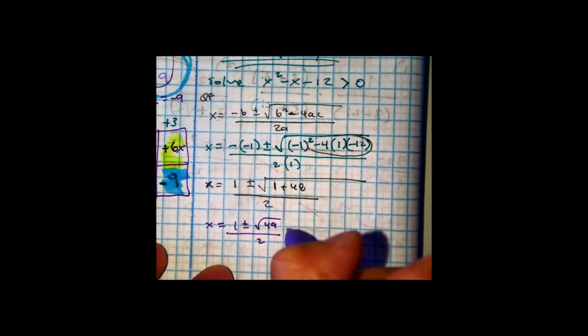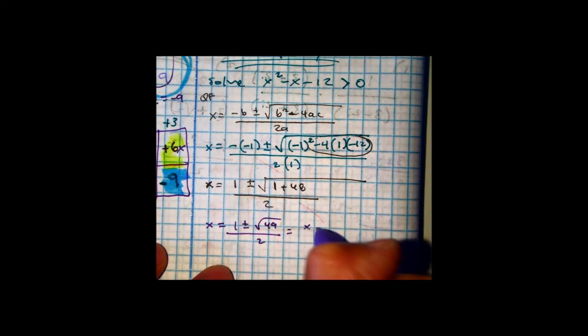Royce, what's the square root of 49? Class, 1 plus 7, 8 divided by 2 is 4. 1 minus 7 is negative 6 divided by 2 is negative 3. Raise your hand if you got 4 and negative 3.